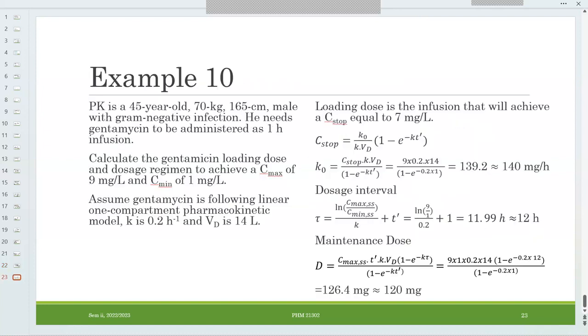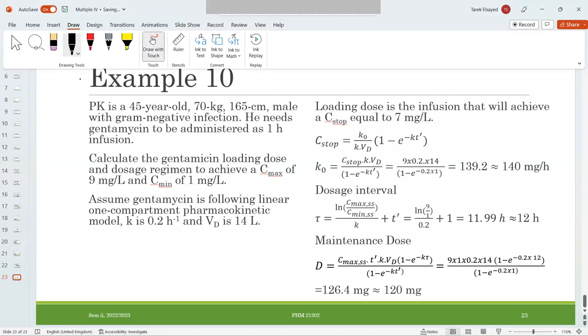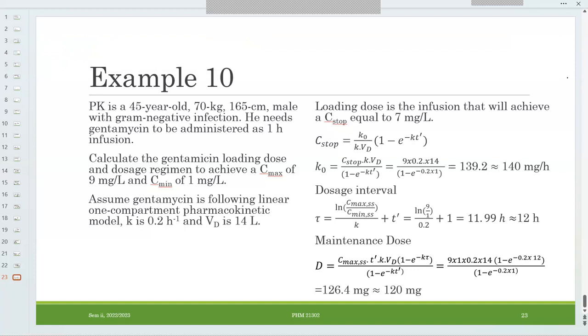Let's practice and see how to calculate. So the question will be in this form. They will give you target concentrations and pharmacokinetic parameters as well. Patient needs gentamicin, administered as a 1 hour infusion, so you already have T prime in the problem, equal to 1 hour. Calculate the loading dose and dosage regimen to achieve a Cmax of 9 mg per liter and Cmin of 1 mg per liter. The new thing here is the loading dose.